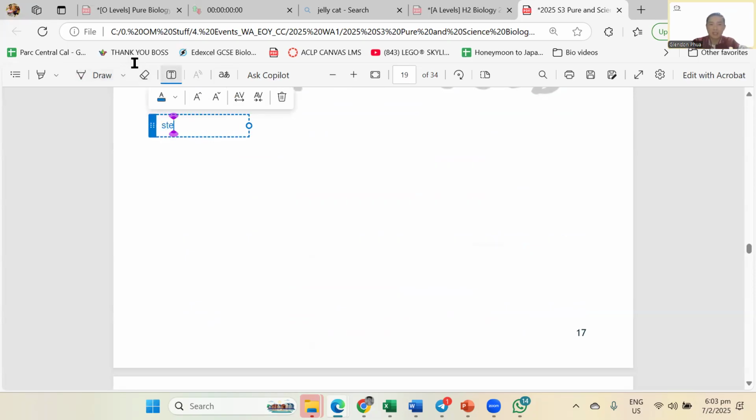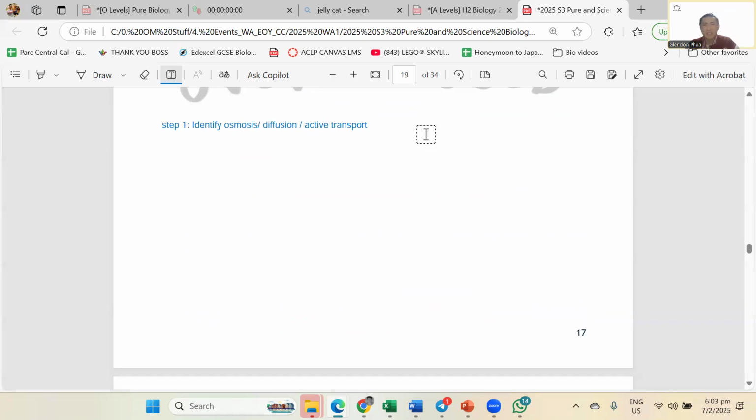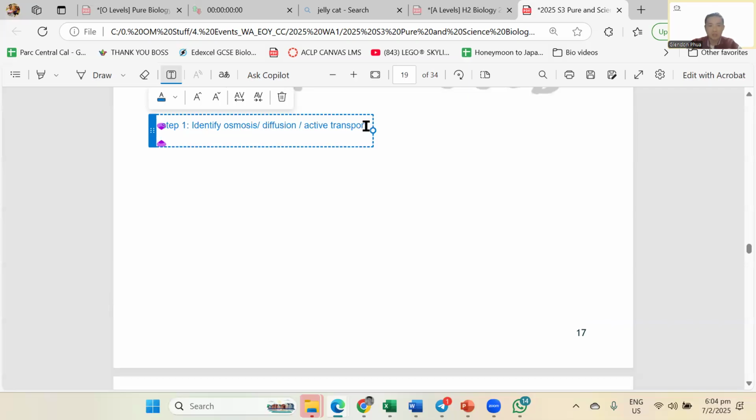First thing first, in these questions for this topic, write this down. Step 1, identify osmosis, diffusion, active transport. So before you start the entire question, look at it, read it. Is it diffusion, osmosis, or active transport? Once you identify it, it's just plugging the correct English terms into the answer.